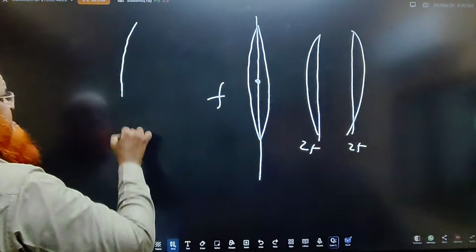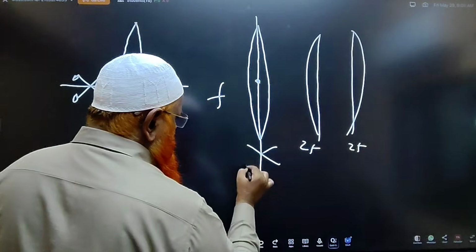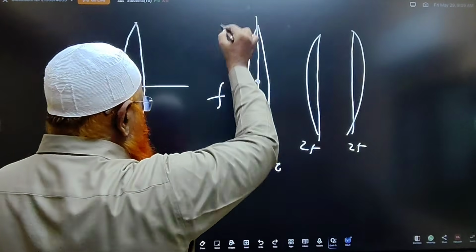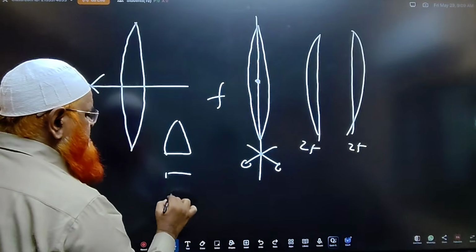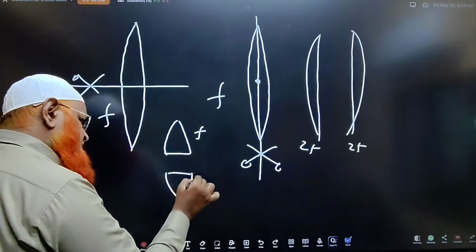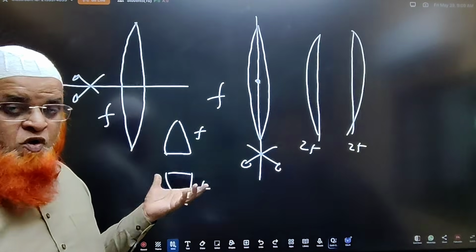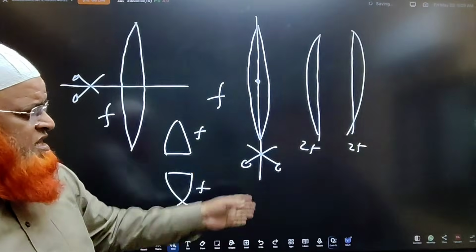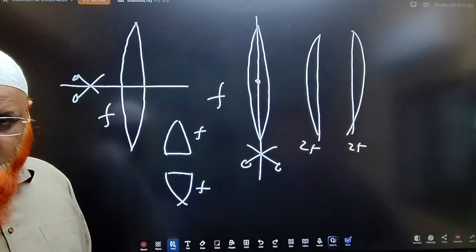Now I'll take one lens like this and cut like this, so the upper part is like this and the lower part is like this. If this has focal length f, this has the same focal length f, and this is also f. It's not going to change because the thickness is the same. If you cut in the middle, focal length becomes double on both sides. Understood what I am saying now?